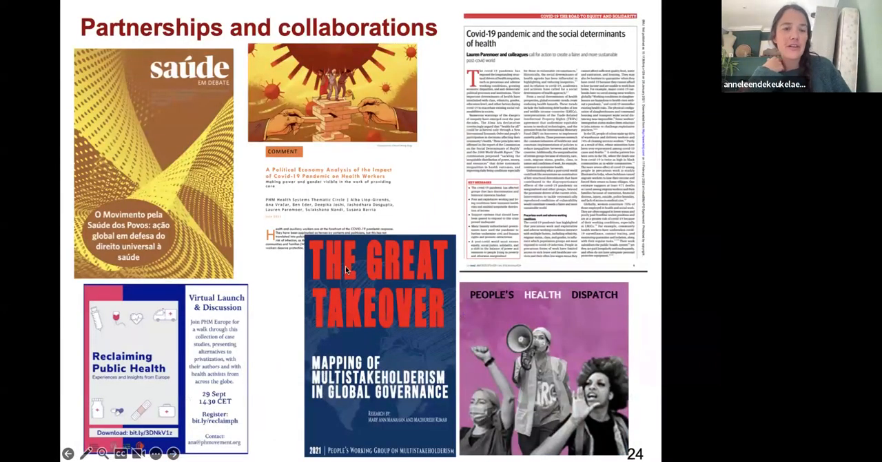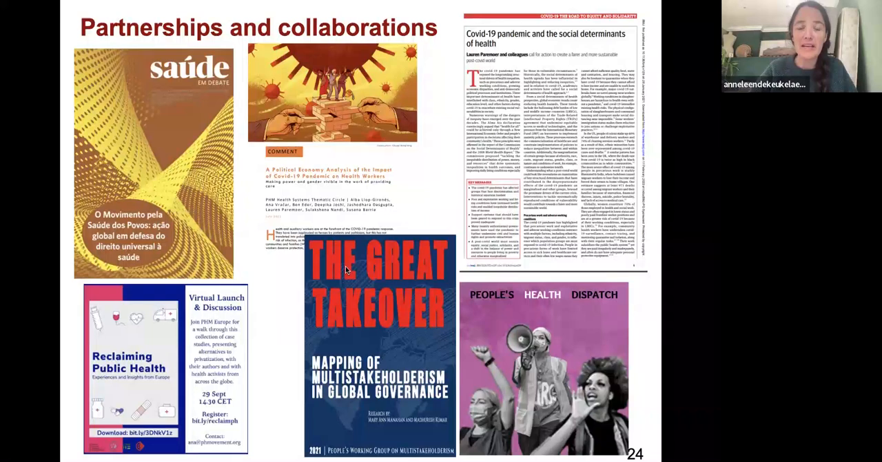And this slide shows very clearly how we build these partnerships and collaborations and how they extend also beyond the topics. For example, in the bottom right, you can see the People's Health Dispatch, which is a very nice publication that PHM works with. It's an opportunity for all of us when we have something to write, when we have an analysis of a situation in a country, when we want to expose a campaign, we can contact the People's Health Dispatch and they will happily publish for us.